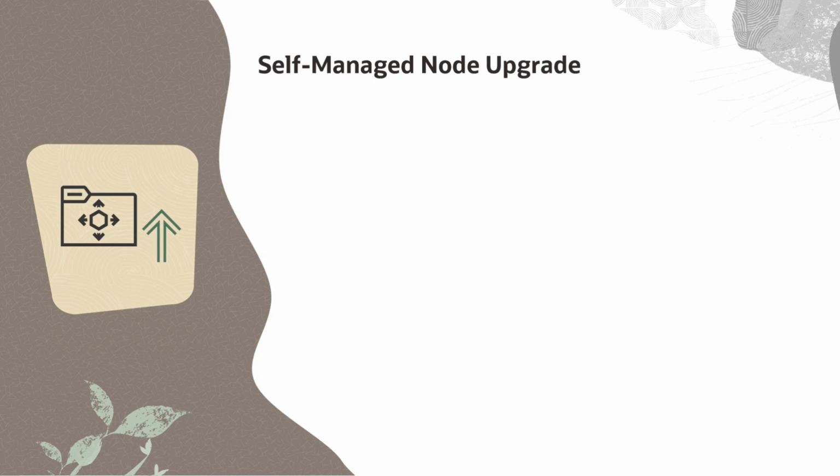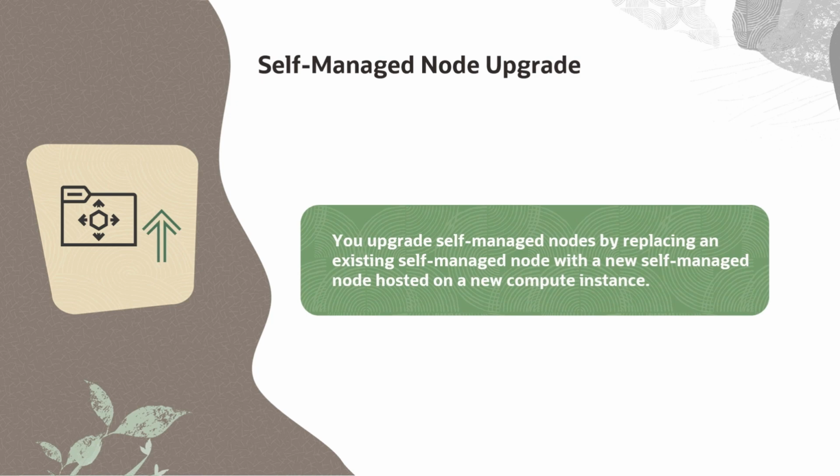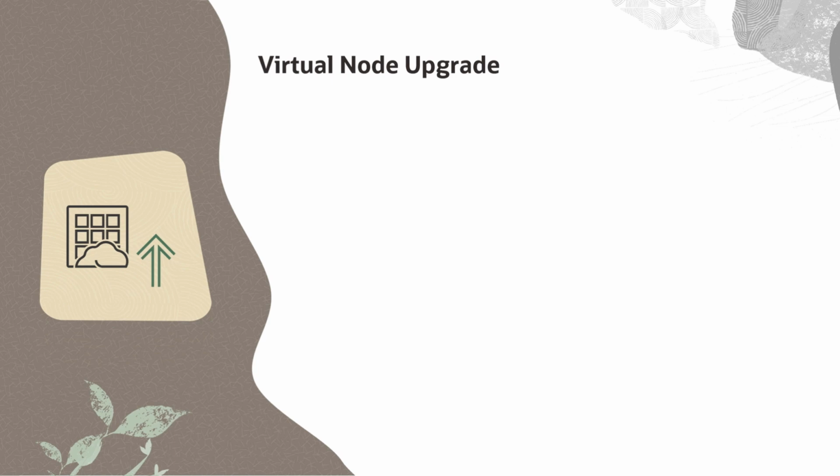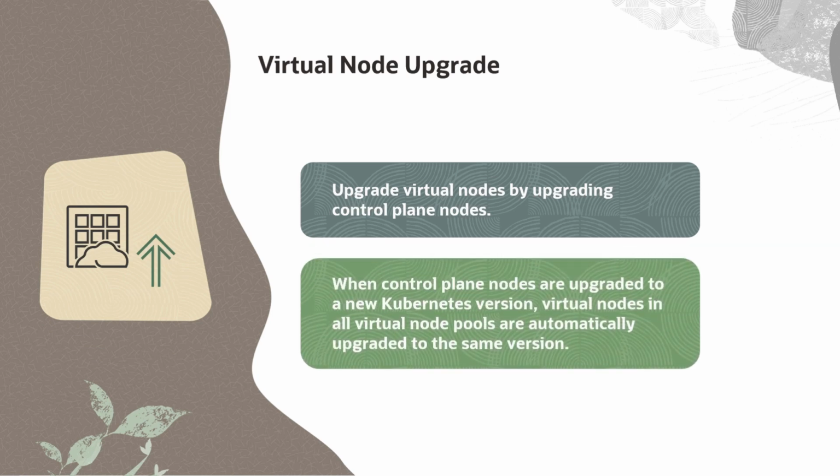For self-managed nodes, the upgrade involves replacing an existing self-managed node with a new one hosted on a different compute instance. This process ensures a smooth transition to a new Kubernetes version, providing you with control over the upgrade path. Virtual nodes are upgraded in tandem with control plane nodes. When you upgrade the control plane nodes to a new Kubernetes version, virtual nodes in all virtual node pools are automatically upgraded to the same version. This seamless coordination simplifies the upgrade process for virtual nodes.